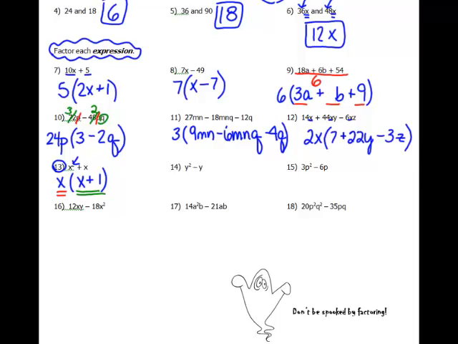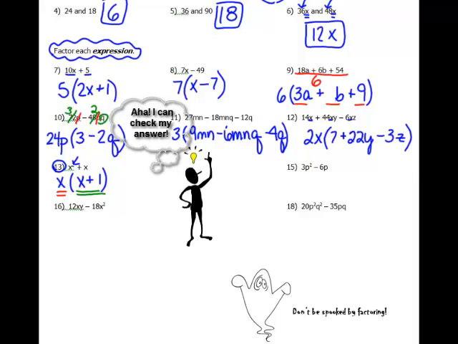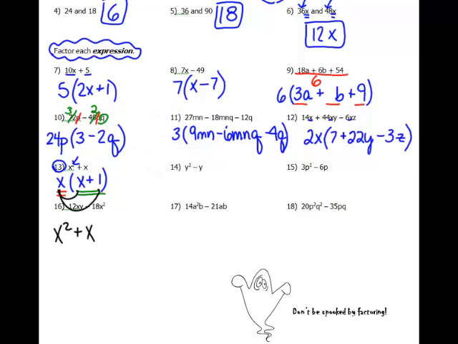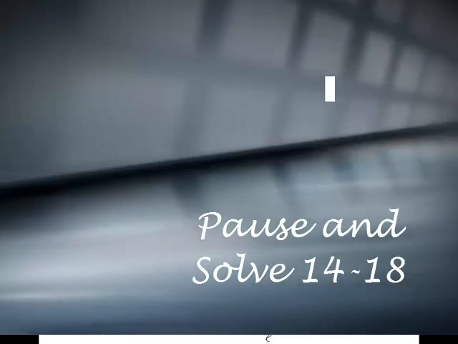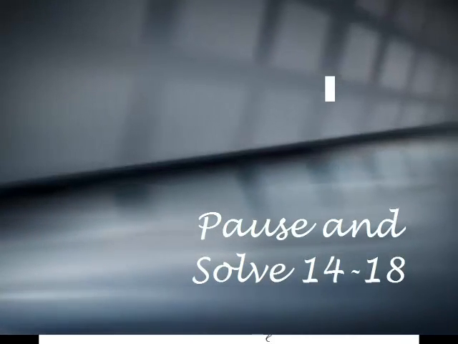The beauty of factoring is that you can always distribute to see if you get the same thing back again. So if I multiply x by x, I get x squared. If I multiply x by 1, I get plus x. And so I know that that checks. Try 14, 15, 16, 17, and 18 on your own and come back and check your answers with me.